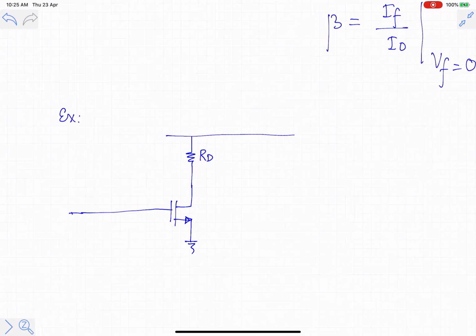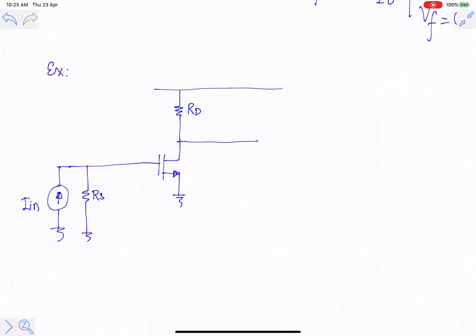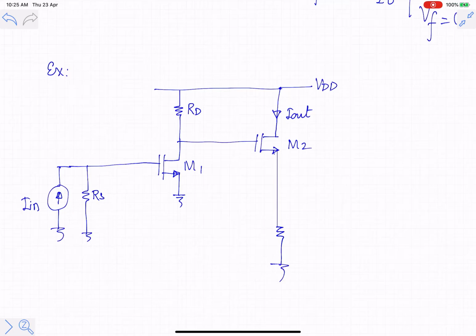The input quantity is a current. So the current source has its own impedance. So this is I in, this is RS. The output side is connected to another NMOS. So this is M1, this is M2. This current is I out. This is VDD. So we insert a resistance RS so that current is converted into voltage. To sense current, we know that we always insert a very small resistance in series with it.